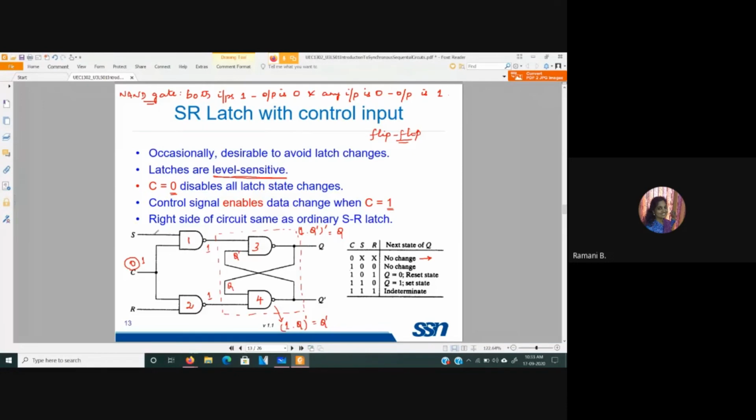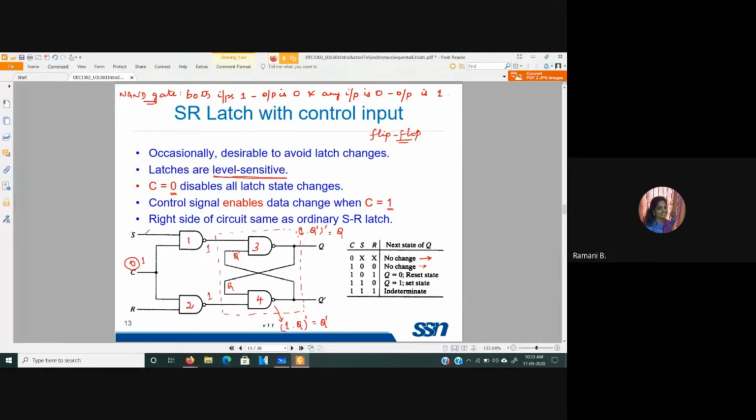So here, when S is equal to 0 and R is equal to 0, again the case is that when one of the inputs to the NAND gate is 0, the output will be equal to 1, right? So this will remain the same, and so you get the no change condition as such, right?